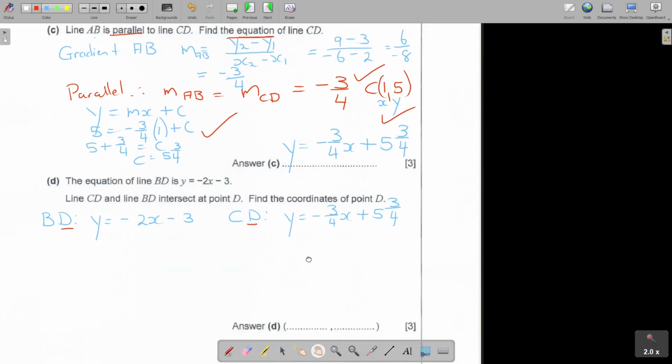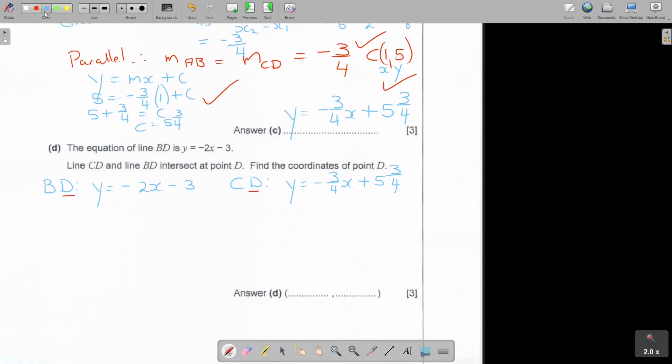So I'm going to solve them simultaneously. I'm just going to put this in that place of y. So I'm going to get negative 2x minus 3 is equal to negative 3 over 4x plus 5 and 3/4. Now, although these are fractions, because it's exact, I think the best is to just work in terms of decimals. So I'm just going to rewrite it in terms of decimals. So this is negative 0.75x. Then you're not going to struggle with the fractions if it's exact. And positive 5.75.